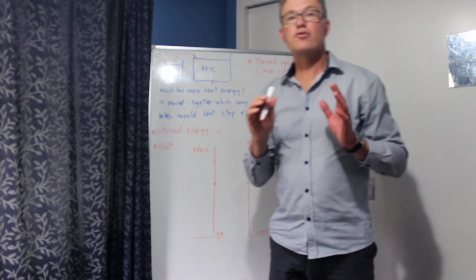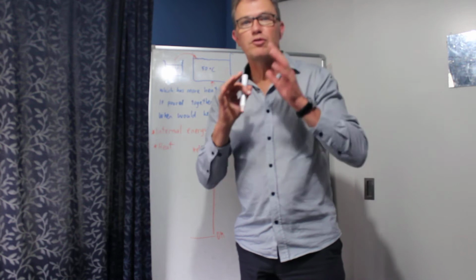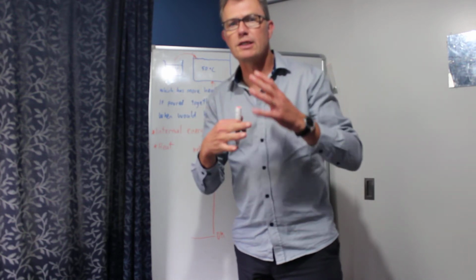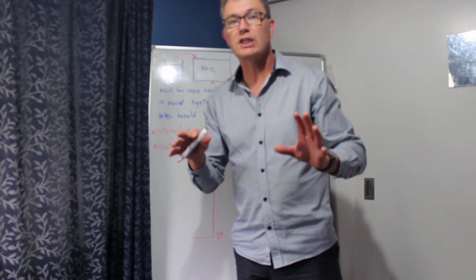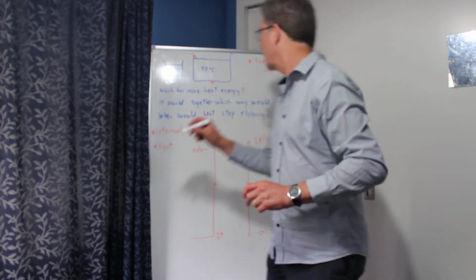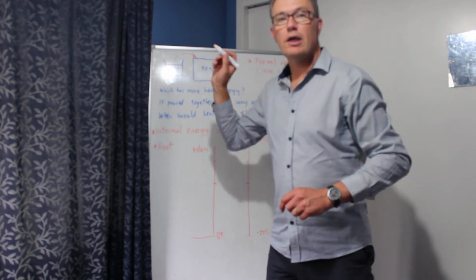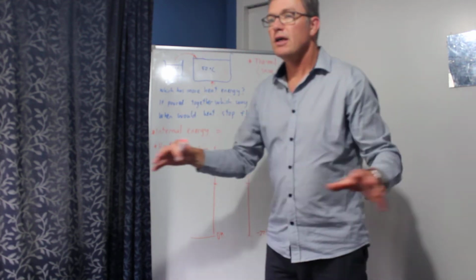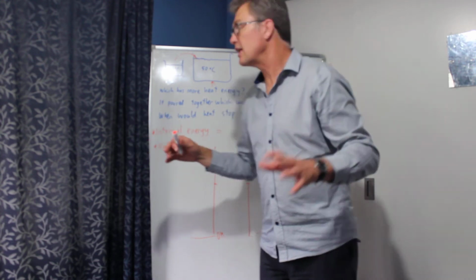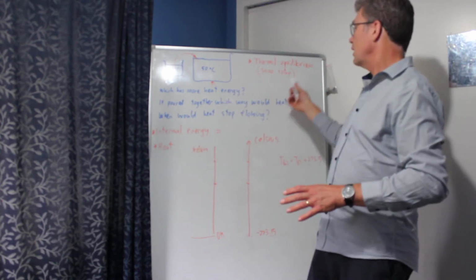And when would the heat stop flowing? Well, the heat would flow until the whole mass of water has the same temperature, in which case it would have reached thermal equilibrium. Thermal equilibrium is when everything is the same temperature. That's the definition of thermal equilibrium.